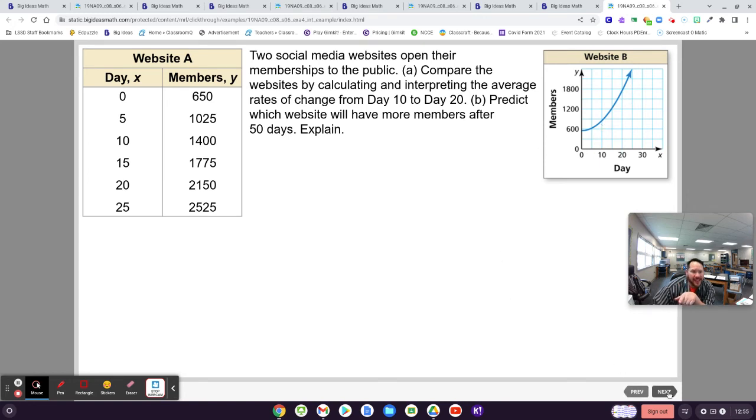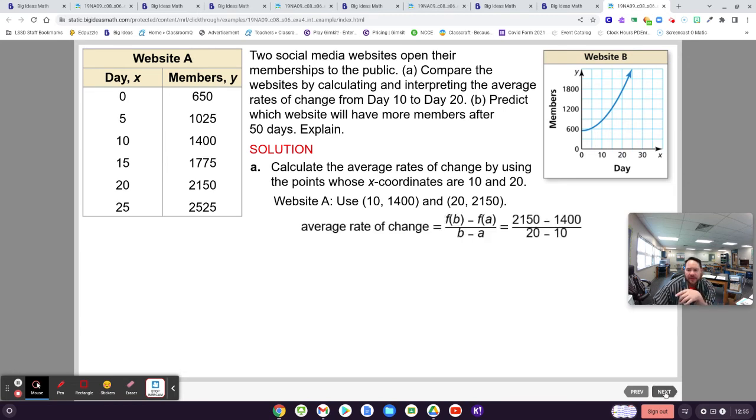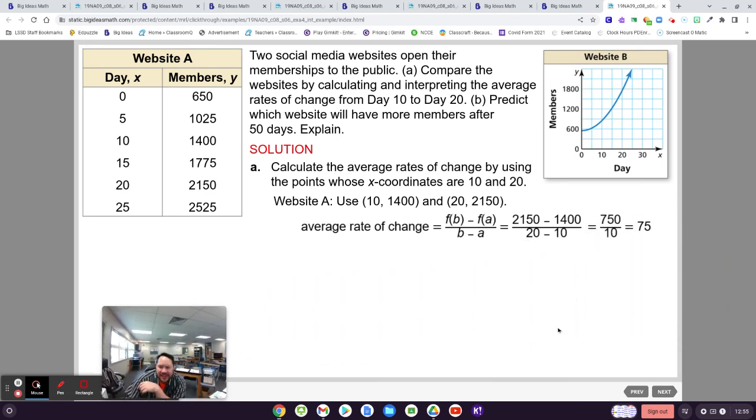All right, so for website A, day 10 is 1,400, and day 20 is 2,150. So it's the rise over run, just like it is for a linear equation. So you're going to do 2,150 minus 1,400, divided by 20 minus 10. So it's the difference in y divided by the difference in x. And you get 750 over 10, which is 75. So the rate of change for website A is 75, even though it might not be linear. All right, we're just finding a linear line through days 10 and 20.